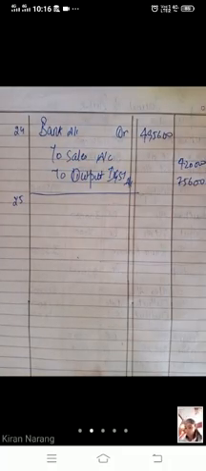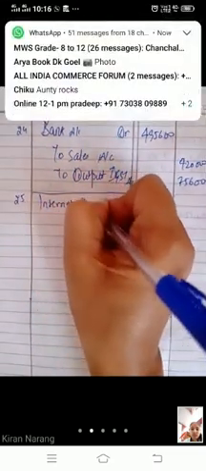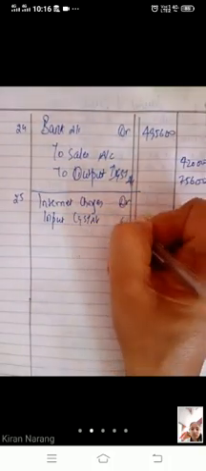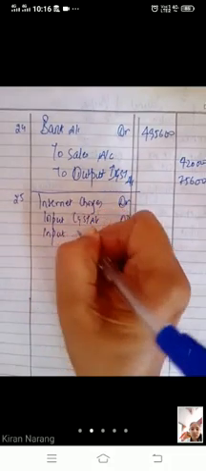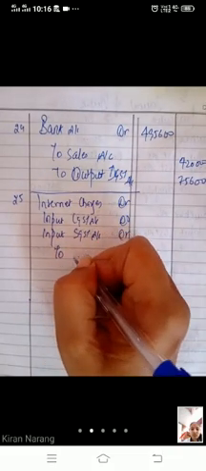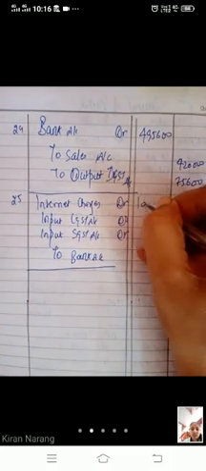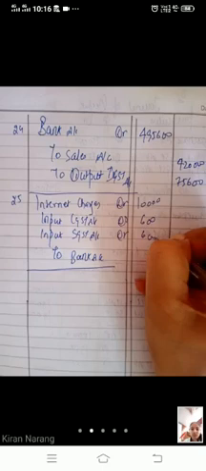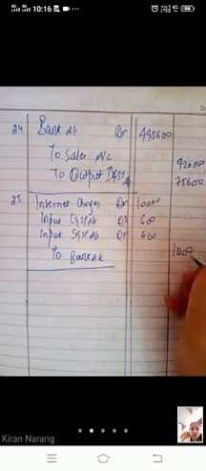25th Feb, paid for broadband services 10,000 by check. Internet charges they are called internet charges debit, input CGST, input SGST. Expenses we assume that we have done within the state. We are not going outside the state to do the expense. We have paid through bank. Internet charges was rupees 10,000. 6% was the CGST and SGST. Total we have paid 11,200.